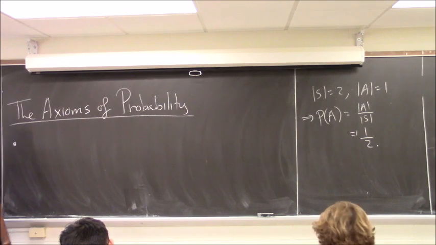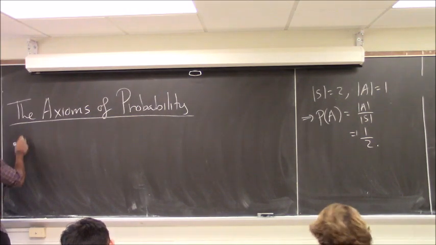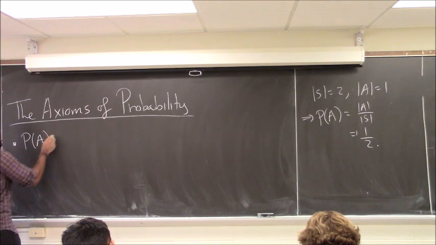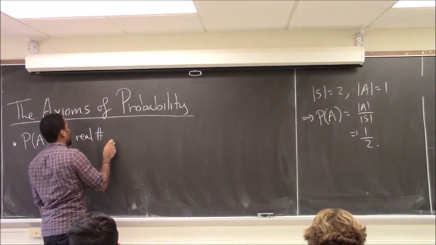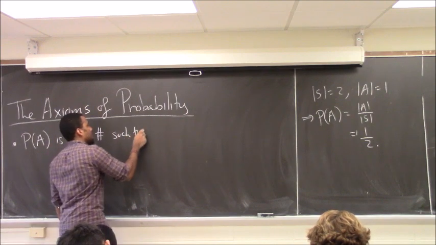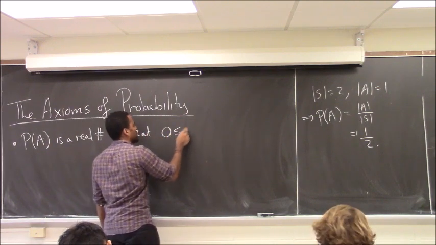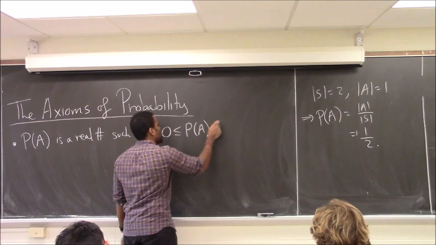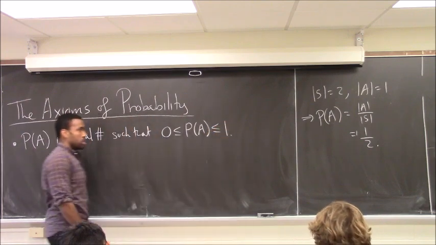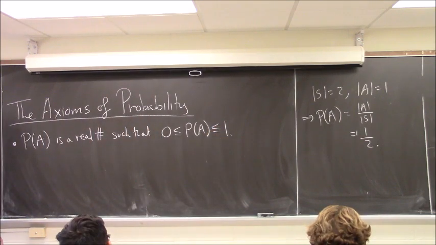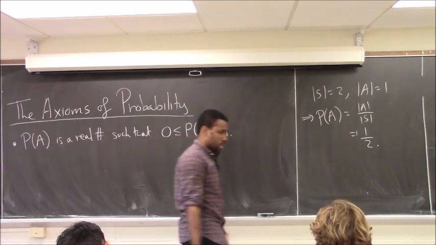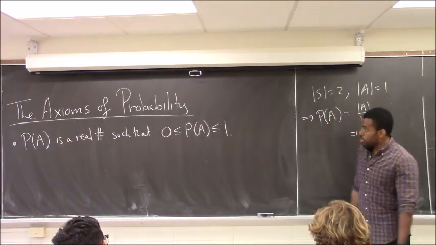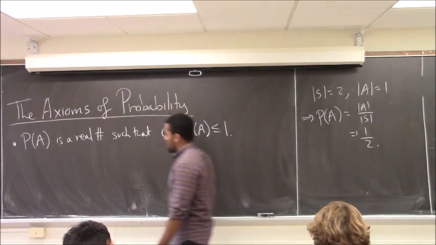One, the probability of an event A is a real number such that you will get a value between 0 and 1 inclusive. So you can't have a negative probability, at least not for us. If you're doing quantum physics, it's possible. But for us, it will always be a number between 0 and 1 inclusive.